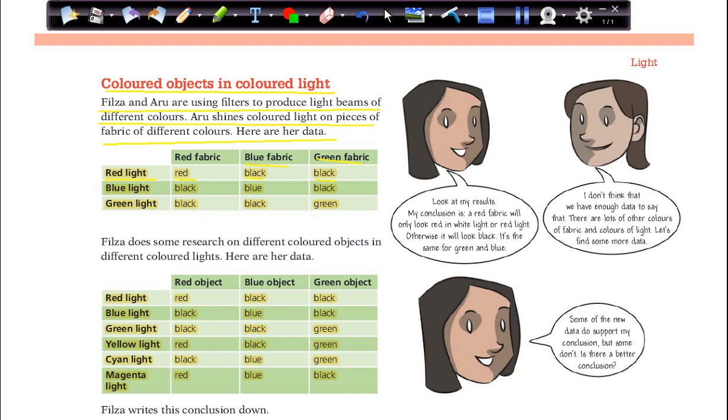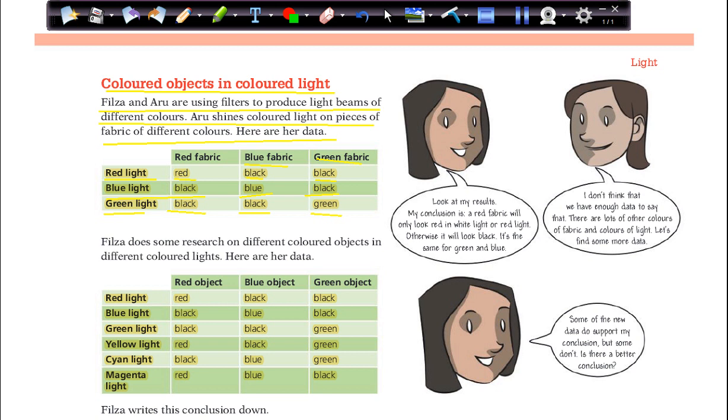Why is this? Because we said red light can pass through red fabric, because red fabric can only reflect the red light or the red color, not the other colors. Blue light in red fabric, they got black. They got blue in blue fabric. They got black in green fabric. Green light, they got black in red, black in blue, and green in green.